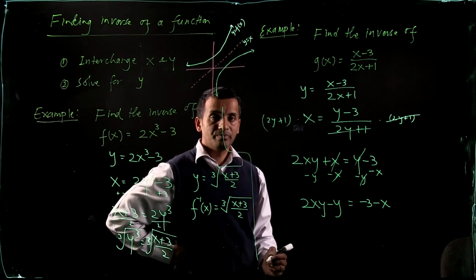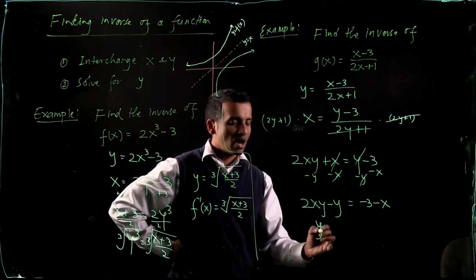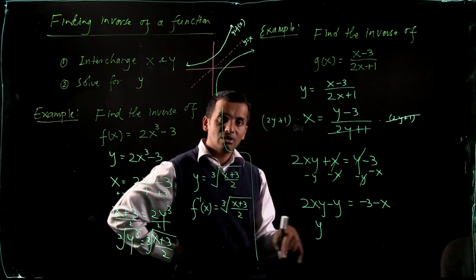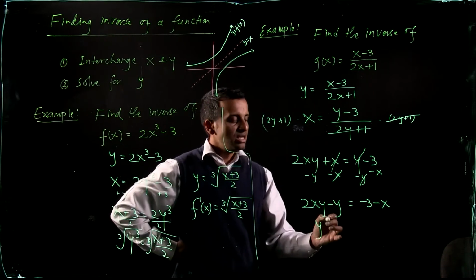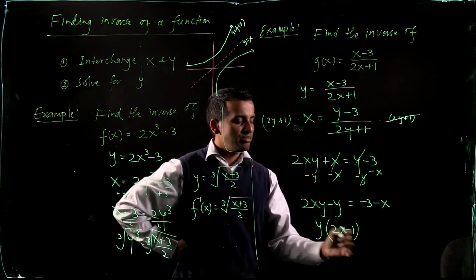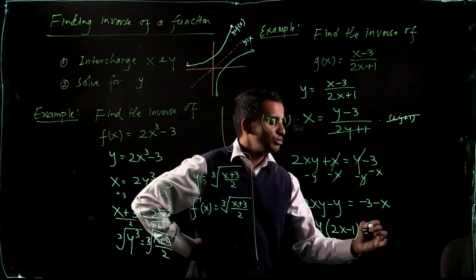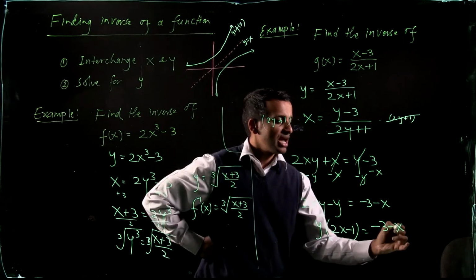That's what you got. Okay, now can you factor out y? Yes, factor out y, because you want to solve for y. You want to write just a single y on the left side. That's why you factor out y. You get (2x minus 1), because when you factor out y, there is 2x left and just 1 left, equals negative 3 minus x.